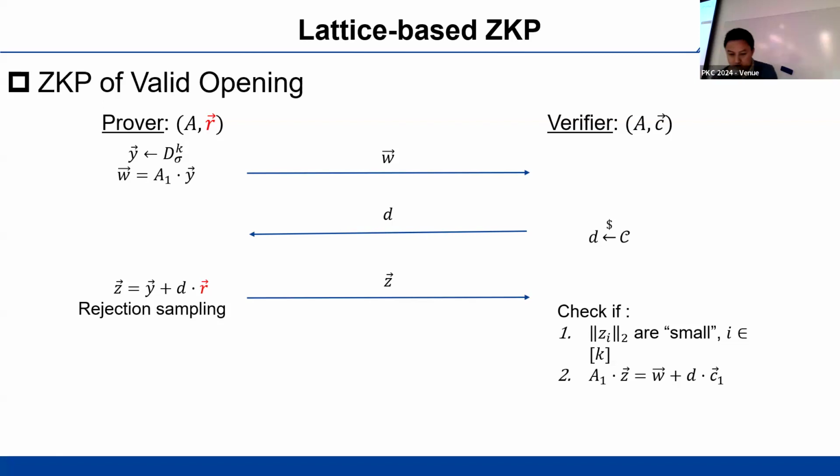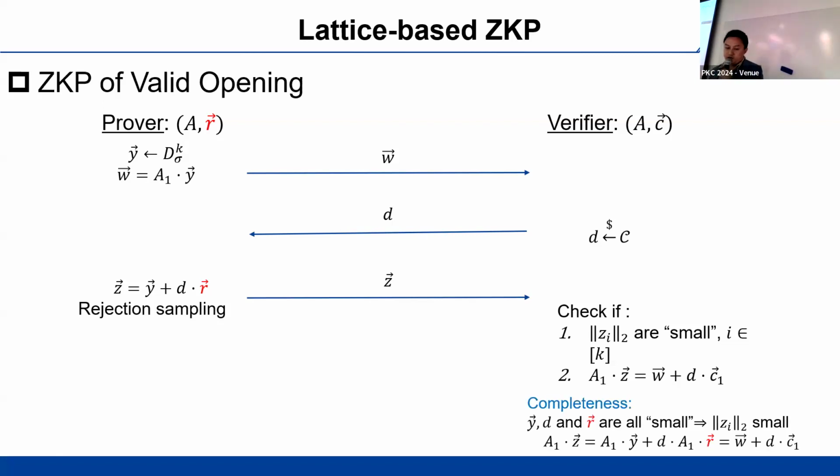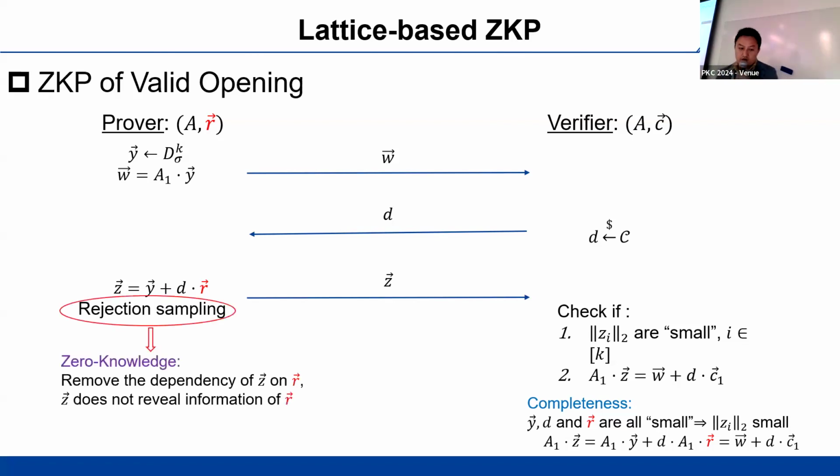So the correctness is straightforward as d, y, d, and r are all small. And the equation I mentioned above implies the opening equation described in the previous page. So let's consider the zero knowledge property of the protocol. Intuitively, we want to remove the dependency of z on the witness r.